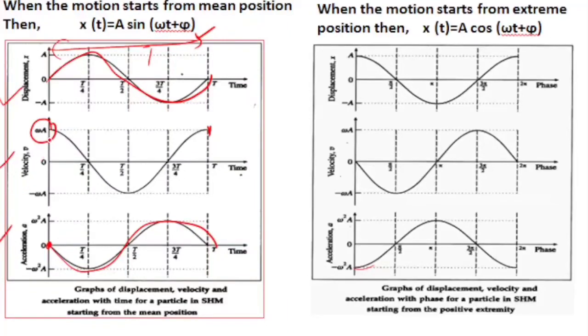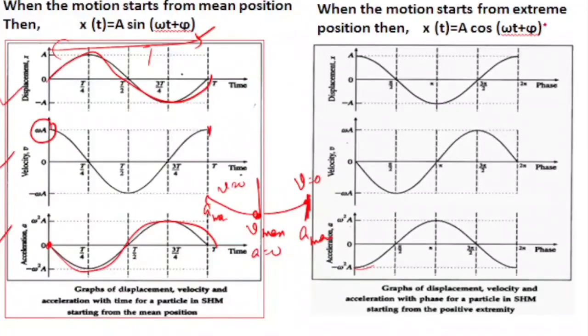In this one, velocity is maximum at mean position. Suppose this is the bob of the pendulum. This one is mean position. So here velocity is maximum and acceleration is 0, and this is the extreme position. Here velocity is 0. When the motion starts from extreme position, it means from here. At extreme position, velocity is 0 and acceleration is maximum. In this case also, at this extreme position, velocity is 0 and acceleration is maximum.